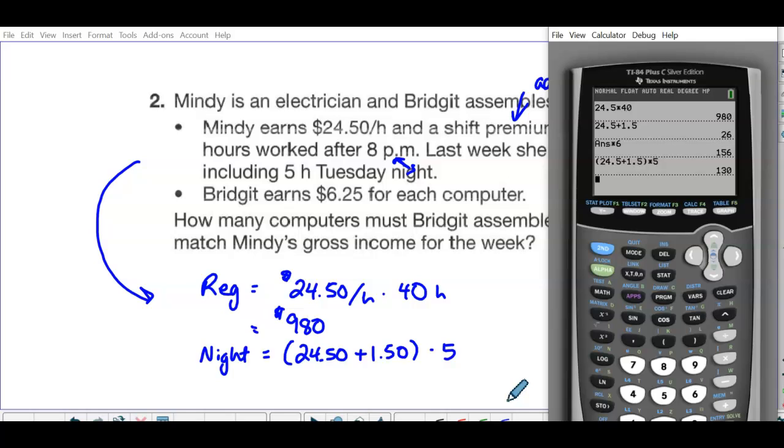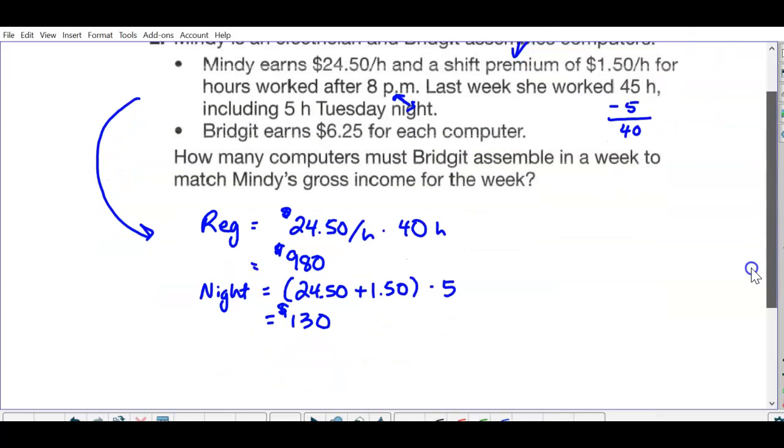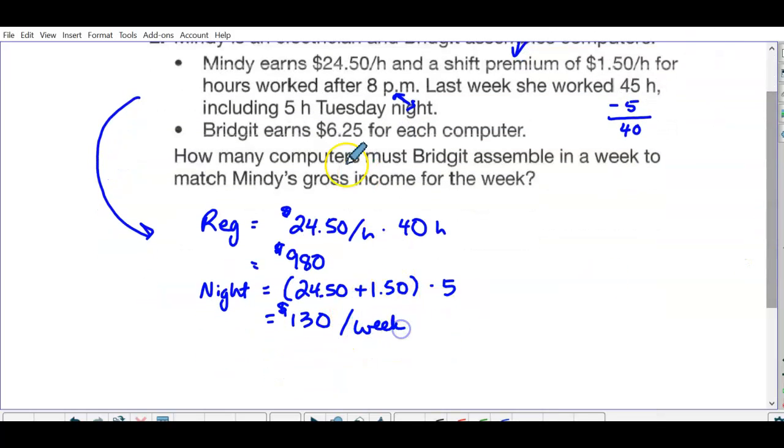Okay, I got, oh, you know what I did? In the previous one, I multiplied by 6 instead of 5. That's why I got a different answer. So I'll do it in steps again, just so you can see. That's my 26, and then I have to multiply by 5, not 6. So I get 130. That was her weekly salary. So this is per week, and that's what we have to figure out, how many 6.25s there are in 130.